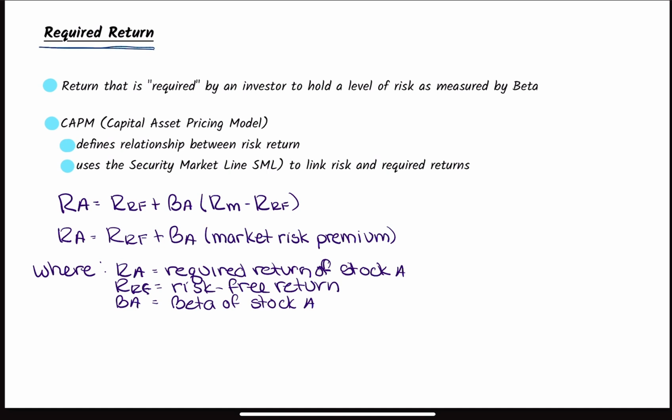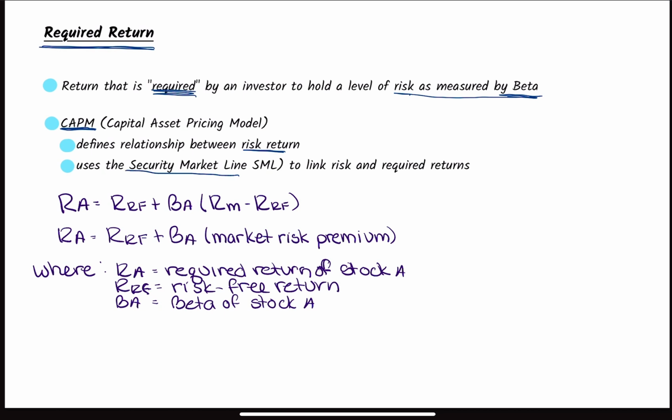We also have what's considered the required return, and this is the return that's required by an investor to hold the level of risk as measured by beta. So we use the capital asset pricing model for this, and it defines the relationship between risk and return. And we use the security market line to link the risk and the required returns.